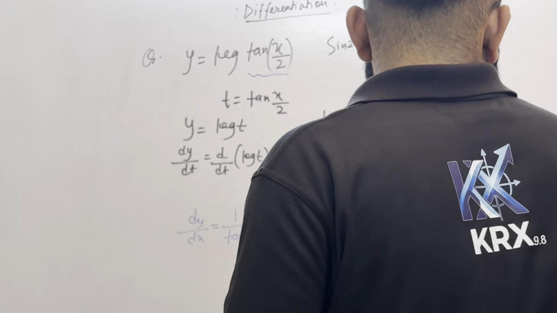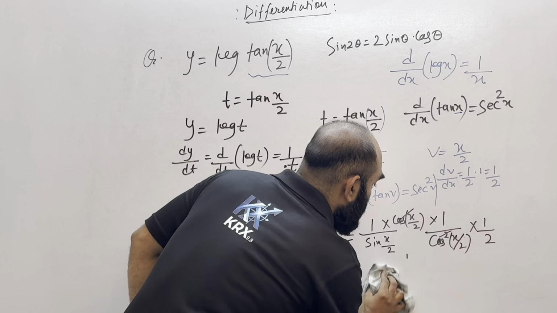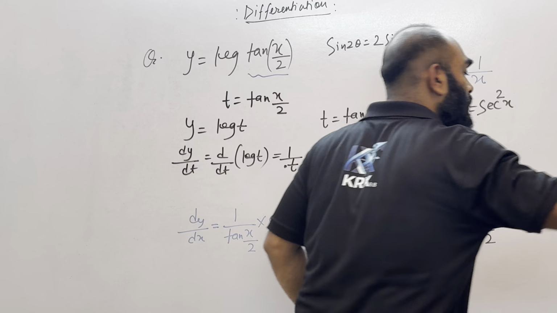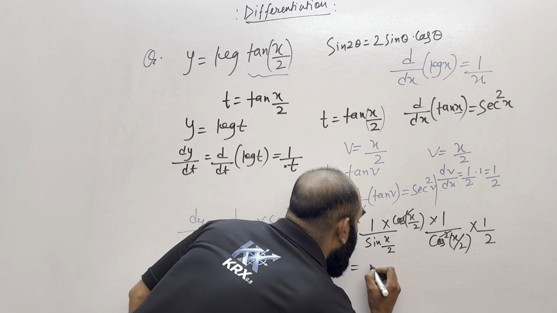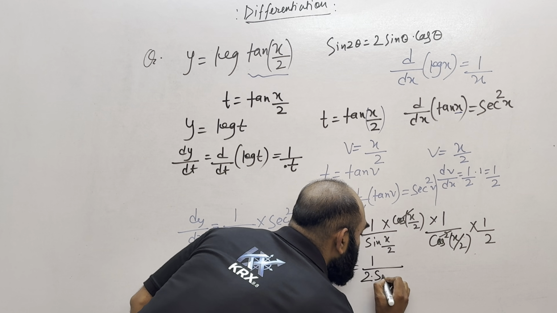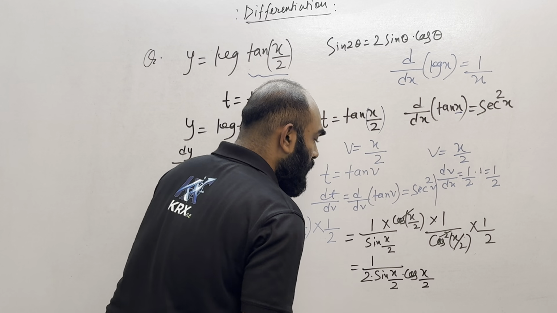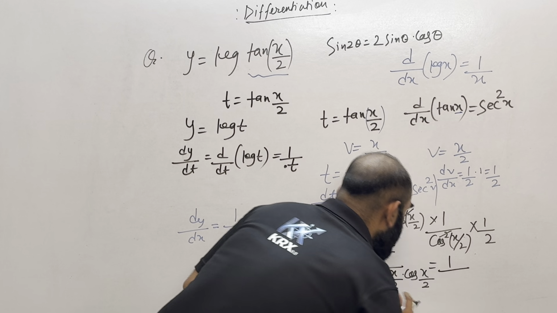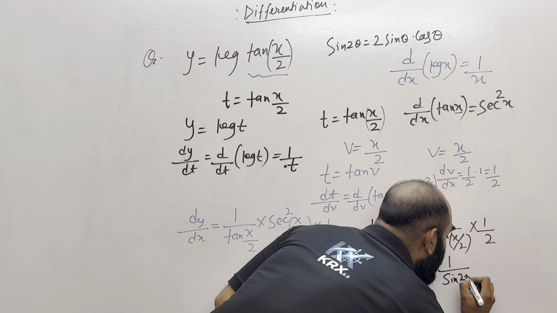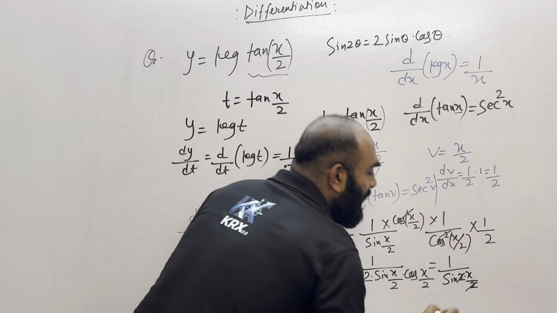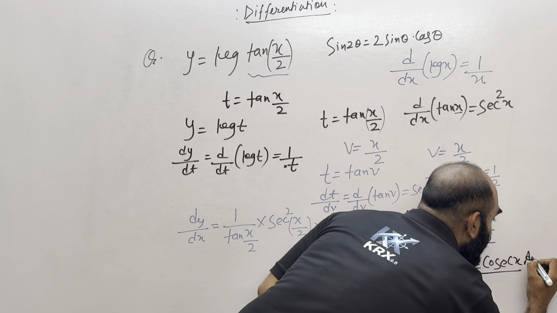I think space is not coming. No problem. You can see here. This cos, 1 cos cancel. So we have 1 by 2 into sine of x by 2 into cos of x by 2. So this is written as 1 by sine x, sine 2x. So sine 2x, 2 cancel. So 1 by sine x, 1 by sine x is nothing but cosec x. And this is the final answer we have.